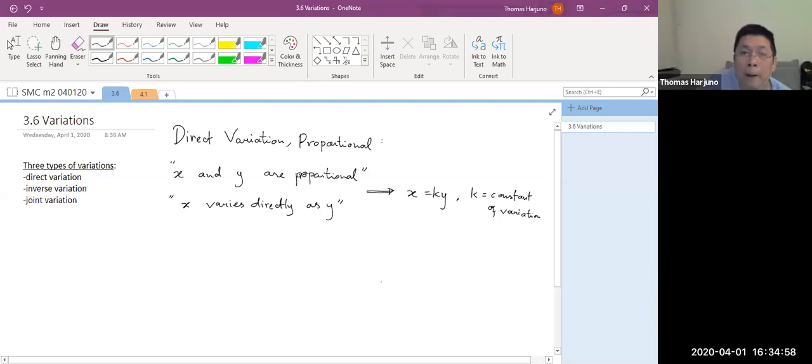Okay, where this K should be positive. In this sense, it means the following. When we say they are proportional, it means if X increases, then Y also increases. Both of them increase at the same time, or both of them decrease at the same time.